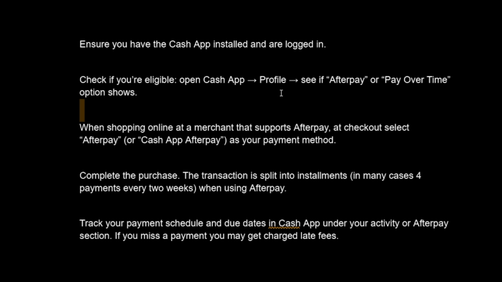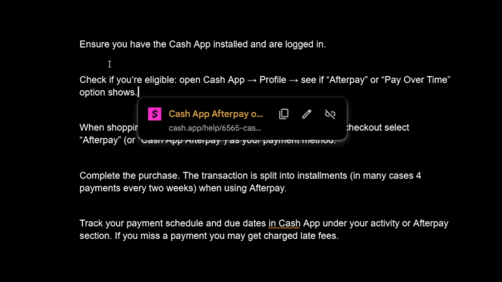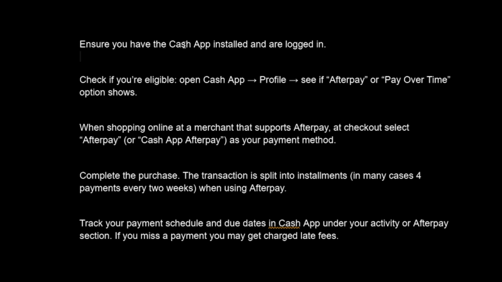But so the setup is ensuring you have the Cash App installed and are logged in. Check if you're eligible. Open your Cash App profile and see if the Afterpay or Pay Over Time option shows. When shopping online at a merchant that supports Afterpay, at checkout select Afterpay, or Cash App Afterpay, as your payment method. Complete the purchase and the transaction is split into installments, in many cases 4 payments every 2 weeks, when using Afterpay.